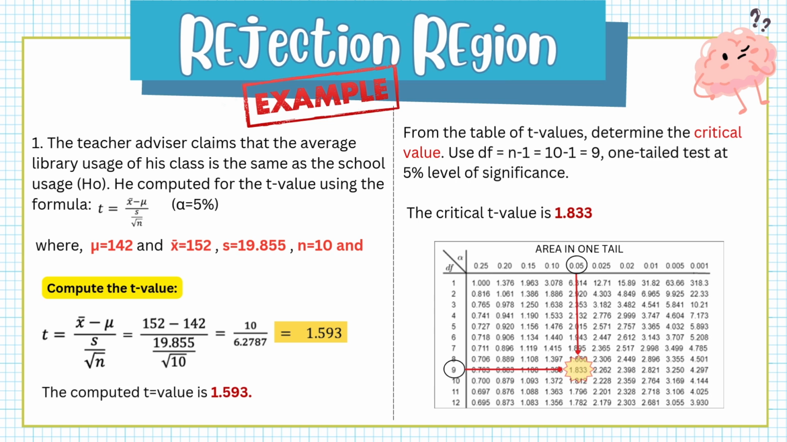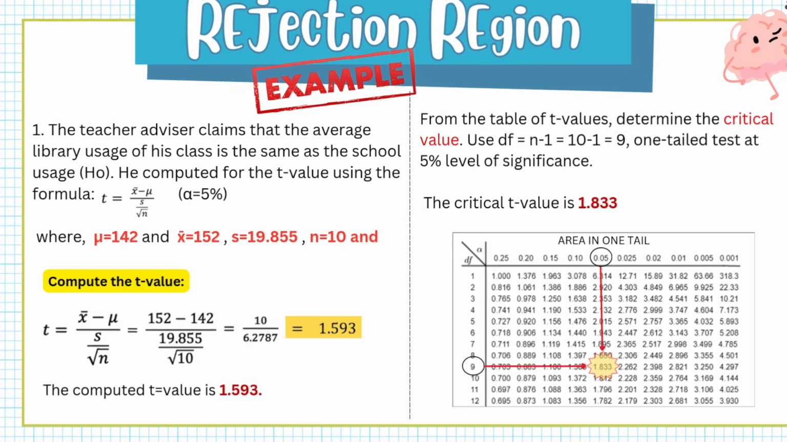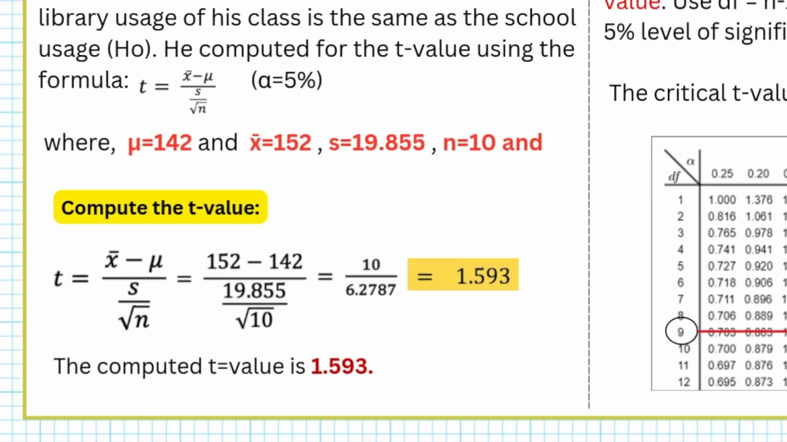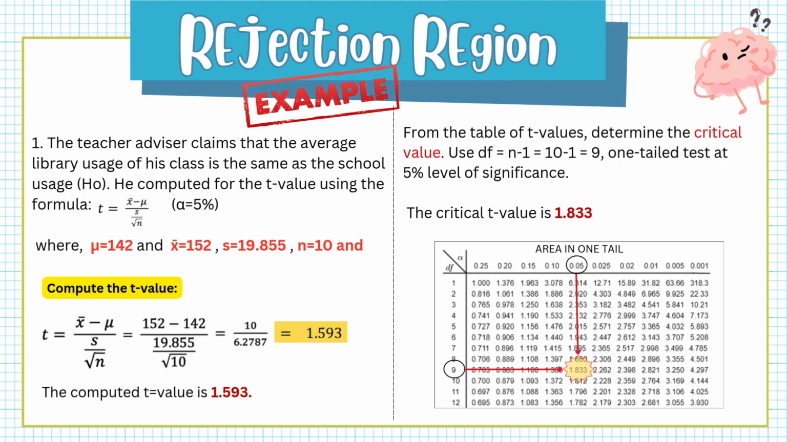To compute the t-value, we simply substitute the given values in the formula. So we have 152 minus 142 divided by 19.855 divided by the square root of 10, which is equal to 10 divided by 6.2787, equivalent now to 1.593. Therefore, the computed t-value is 1.593.